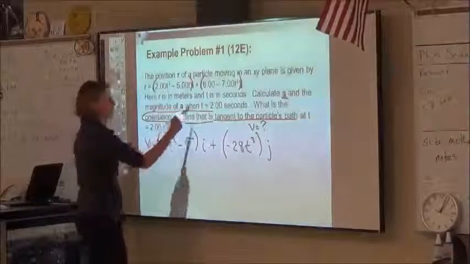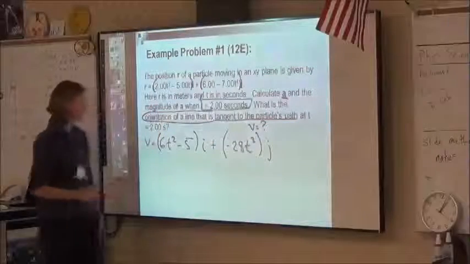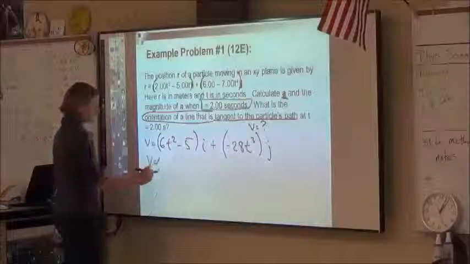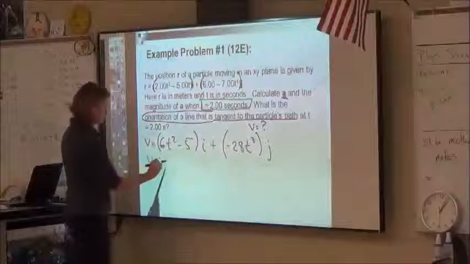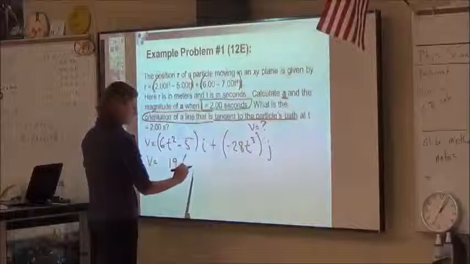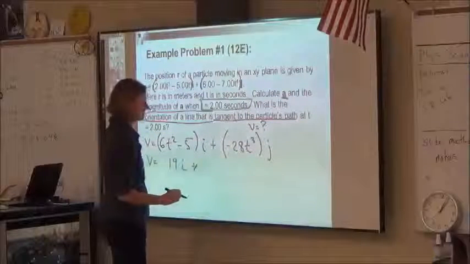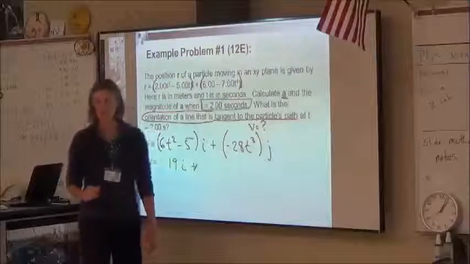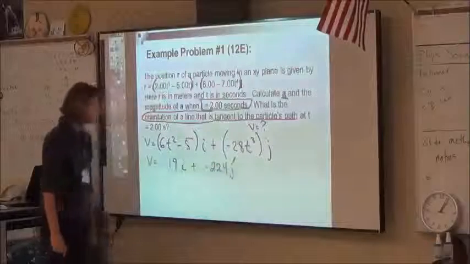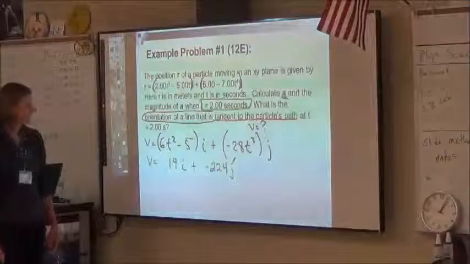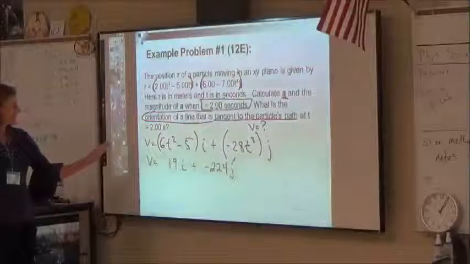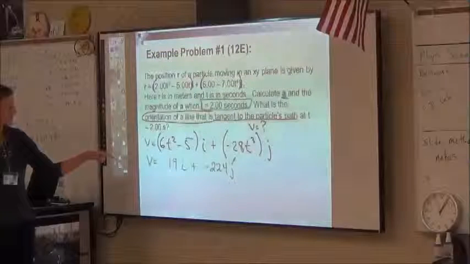And then it does specifically say at 2 seconds. So go ahead and plug in 2 seconds. Again, still keep i and j separate though. I don't know what 8 times 28 is. Okay, I can get rid of that positive sign there. So we've got our components of the velocity specifically at 2 seconds.